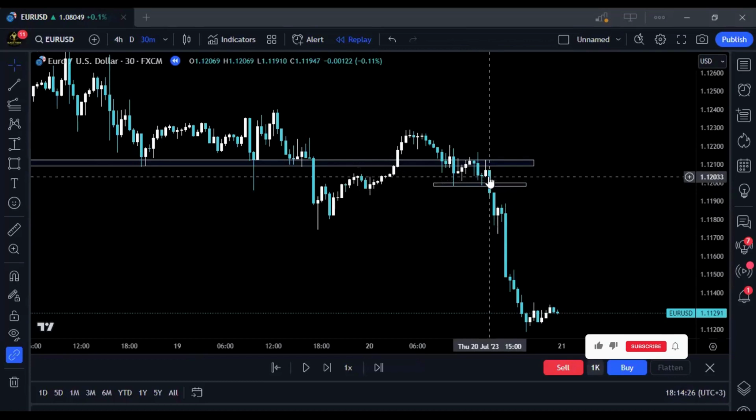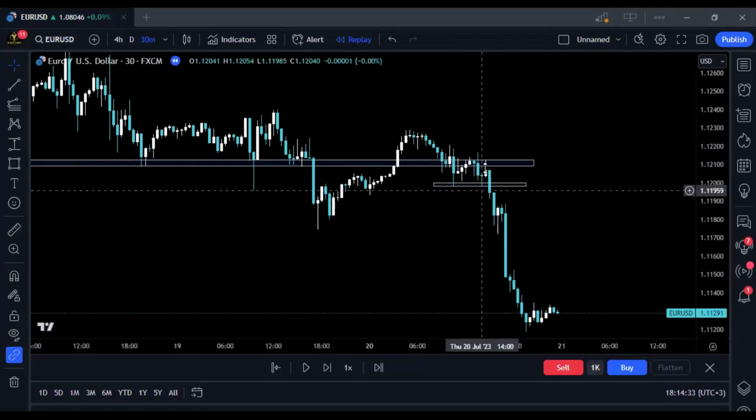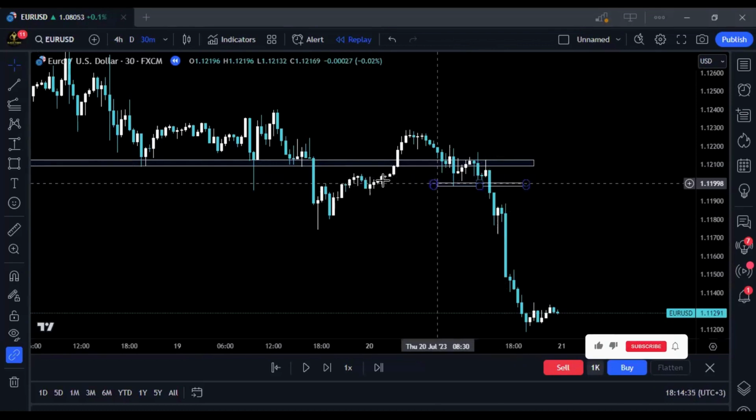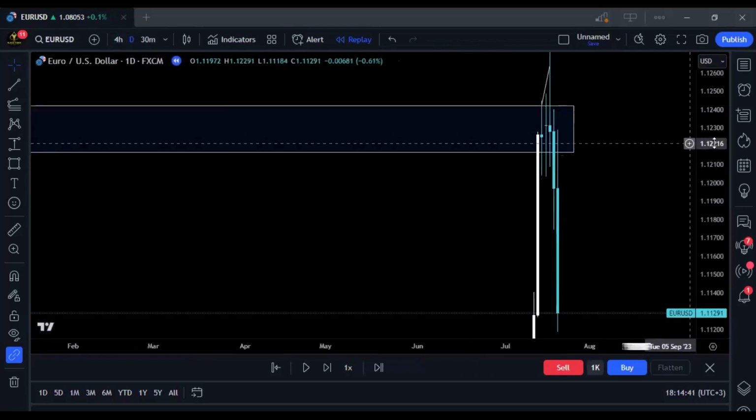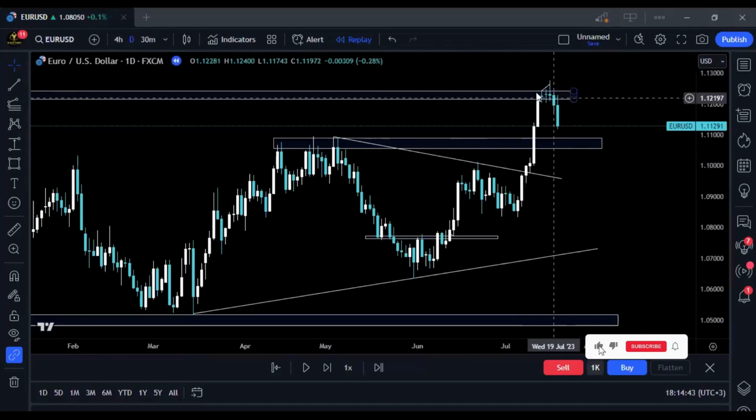Okay, so next time we approach a similar scenario like this, we need to be taking our entries somewhere like here, after prices give us a retest, or once we already see all the indications from the daily time frame that prices have a high probability of pushing lower. Because the higher the time frame, the bigger the chances for your probability of the trade to play out.